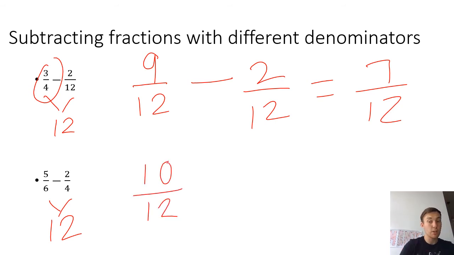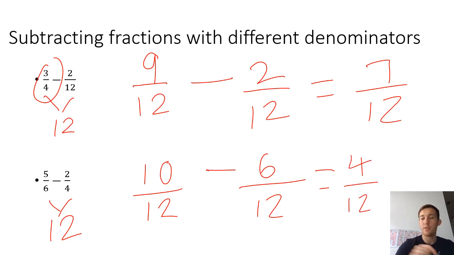So whatever I do to the denominator, I do to the numerator. And then 4 times 3 is also 12. So I'm going to be subtracting. So 4 times 3 is 12. So that would be 6 twelfths. Okay, so then I can do 10 twelfths, subtract 6 twelfths, which is the same as 4 twelfths.